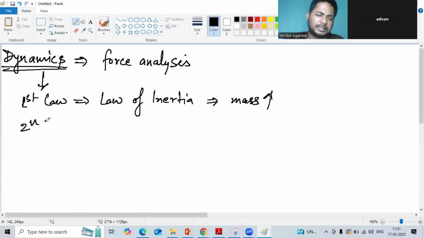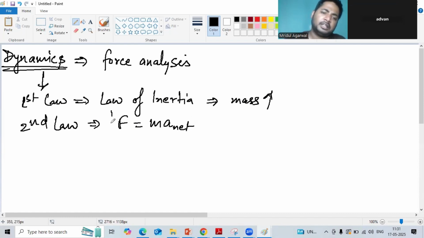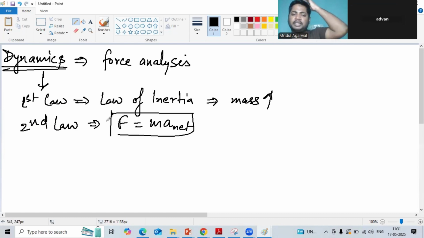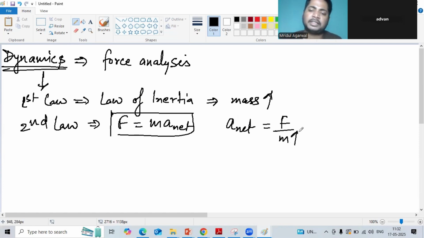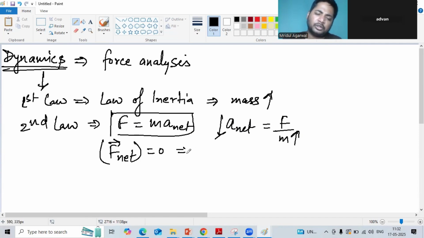Then the second law is there. The second law is the force law, that is force equals mass times acceleration. If there is any mass in the body and it accelerates, then it is due to the force acting upon it. So if the net acceleration has to be found, then it is given by F by m. If the mass is high, acceleration would be less, and if the mass is less, acceleration would be high. And if the net force on the system is equal to 0, then it is called equilibrium.